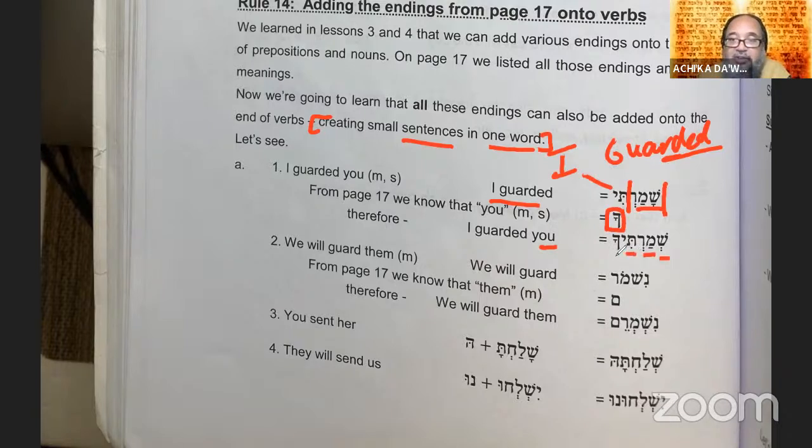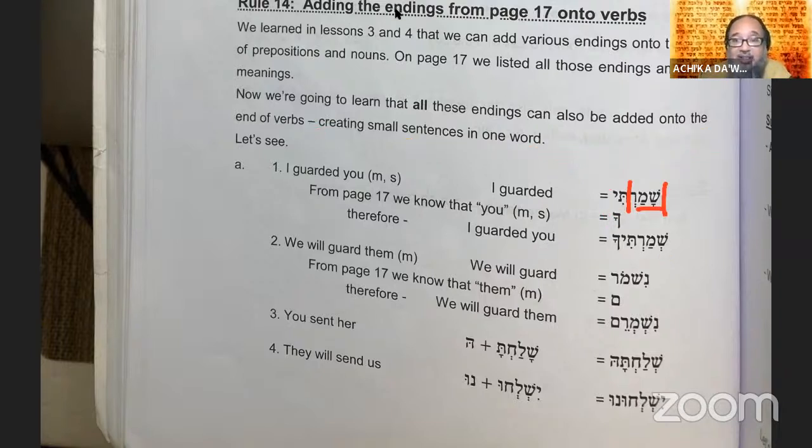Shamartika. I guarded you. So when I say it, I go Shamar, ti, I, ka, you. If you reverse it, you I guarded, or I guarded you. See? So just put the pieces together, and you got to hear the ka. The ka is you. Okay. So that's the first example. You can see how they can create one sentence out of one word. Shamartika.